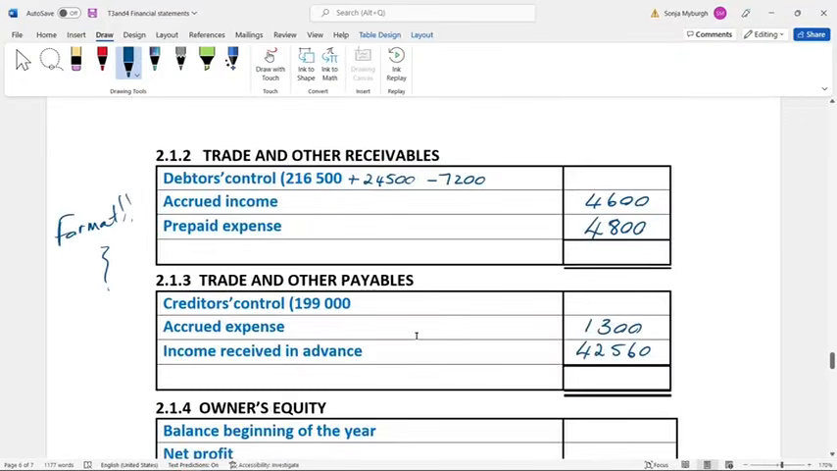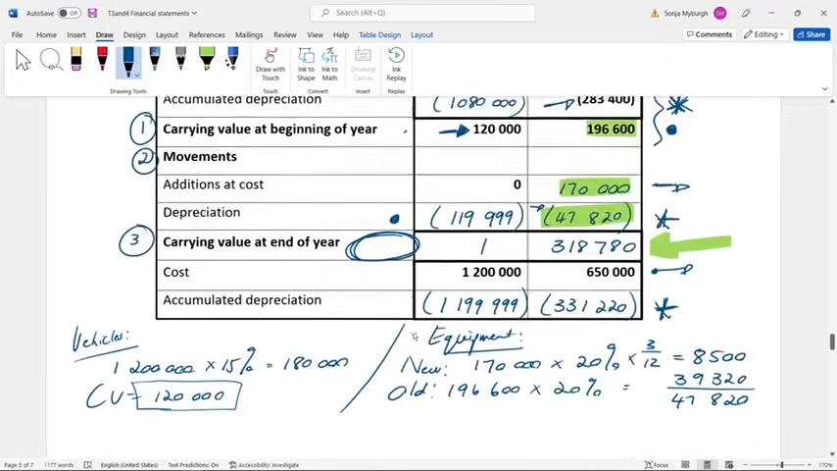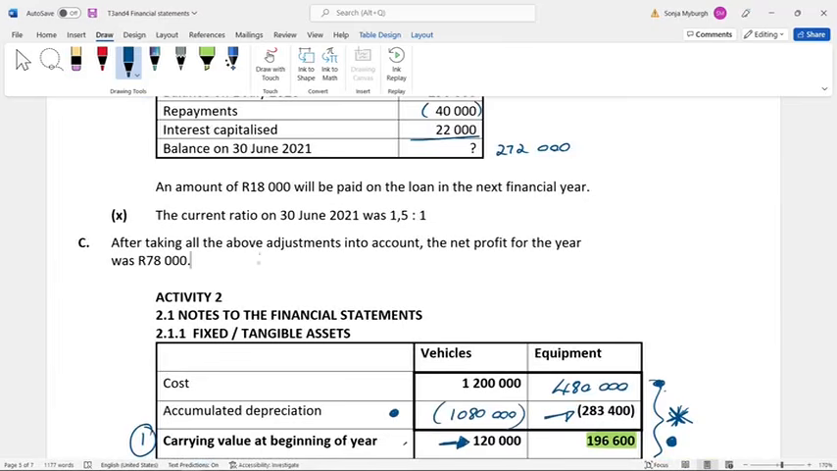The last piece of information that they give us is that the current ratio is 1,5 to 1, and we know current ratio is the current assets towards the current liabilities. There's the 18,000 that will be repaid within the next year. They also give us the net profit, 78,000.